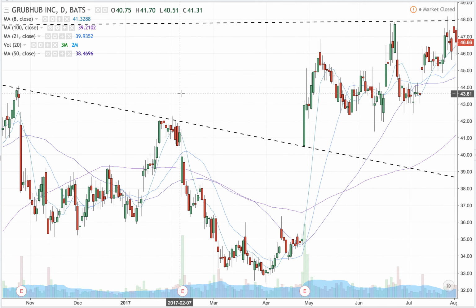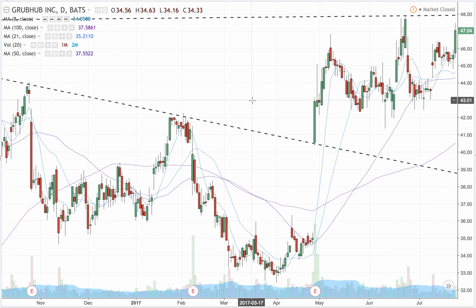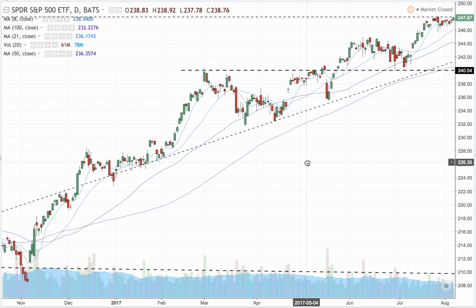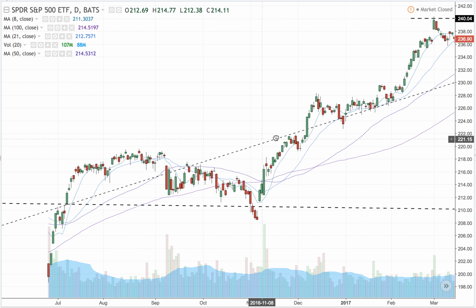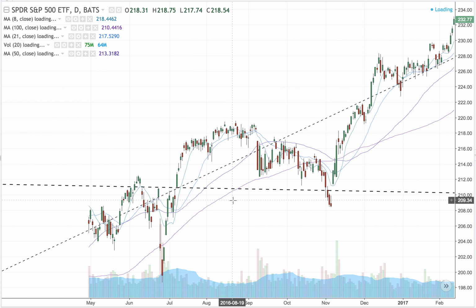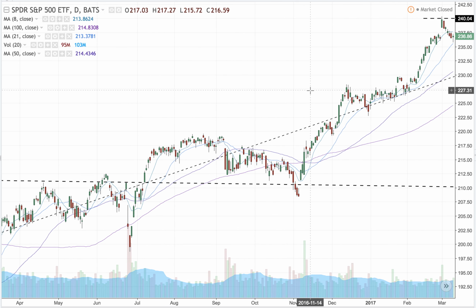So those are the basics of support and resistance. What you really want to look out for is resistance flipping into support and back testing. This is called a back test. When a stock breaks out and it retests the level, that's a back test. It's back tested the level and the buyers won. So those are the basics of support and resistance.